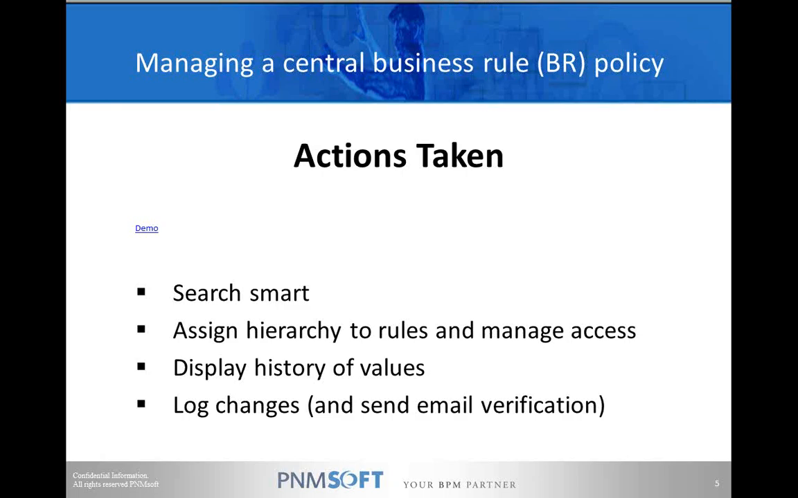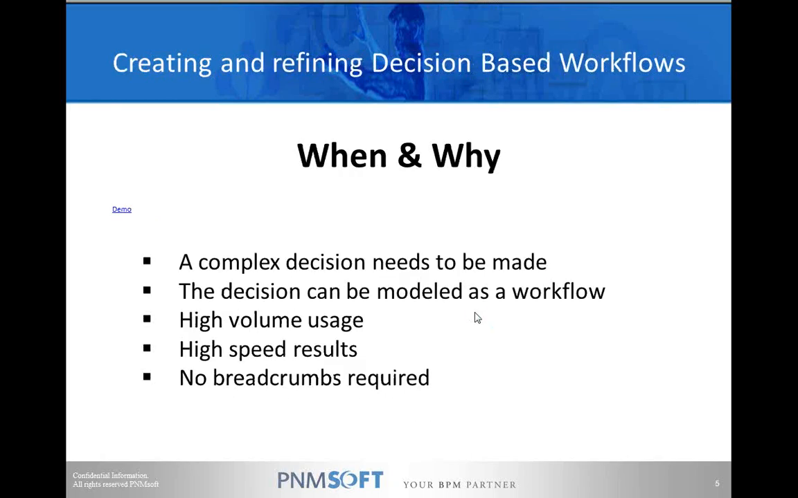Okay, so like we said, we covered the smart searching options you have in the grid that allow you an easier view, the assigning of hierarchies to rules and management access, both what you can see and even when you do see it, to understand the ramifications of it, the history that you can see, and the change logging and the email verifications. Those are all the upsides of using a central business rule policy. The centrality of it, how much it affects, how much you allow users to change, is of course entirely up to the specific organization.